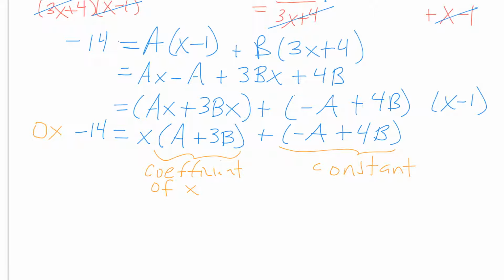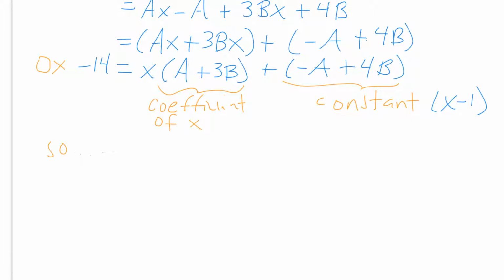So we can set up a system of equations using that information. So we can say that 0, that coefficient in front of x here, has to be the same as the coefficient of x on the right-hand side. So 0 has to equal a plus 3b. We can also say that our constant, which is negative 14, has to equal our constant that's over here on the right. Okay, so the constant has to be the same. So this negative 14 has to be the same here. So our other equation, we could say negative 14 equals negative a plus 4b.